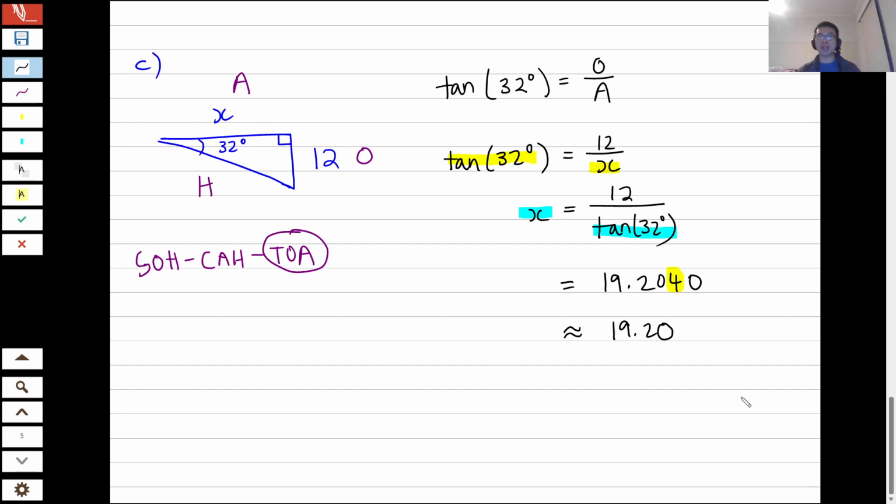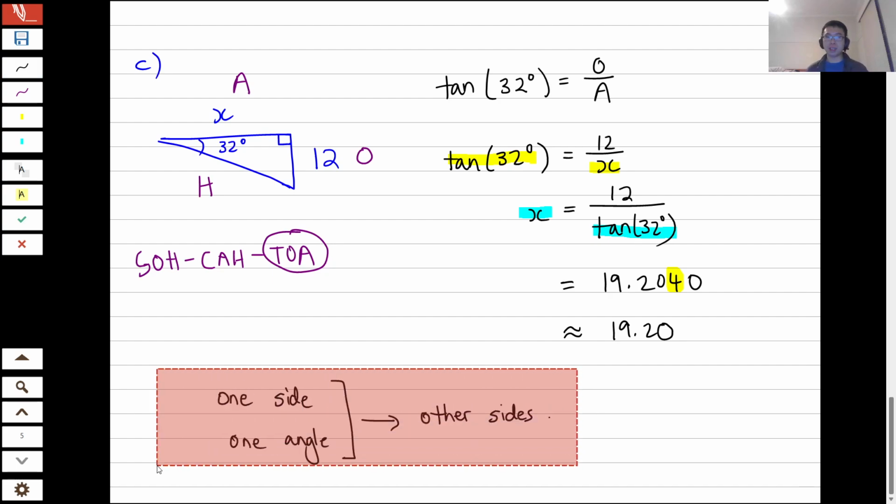Okay, so that is all we need to know to use trigonometry to find unknown side lengths when we know one side and one angle. That is enough information to work out the other sides.